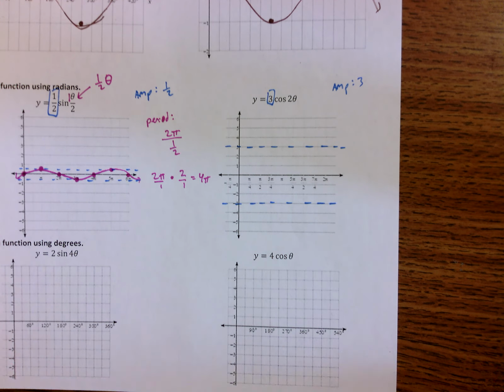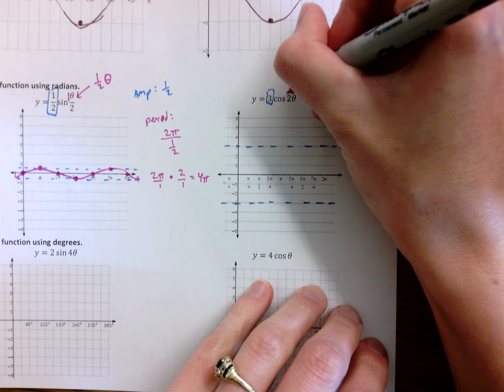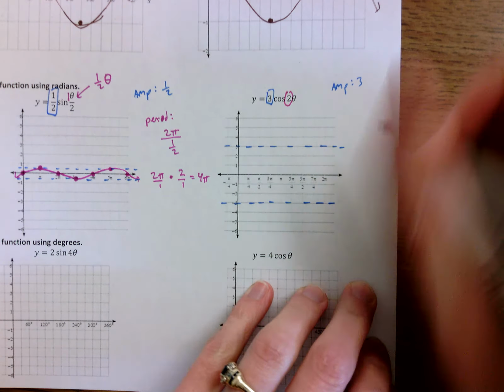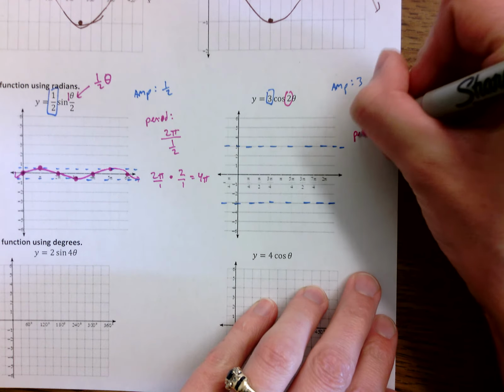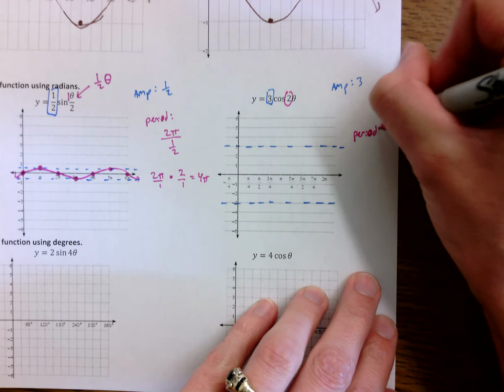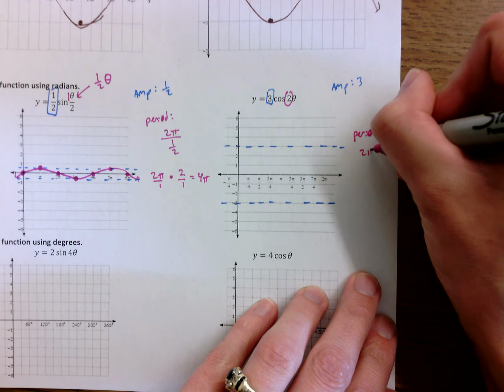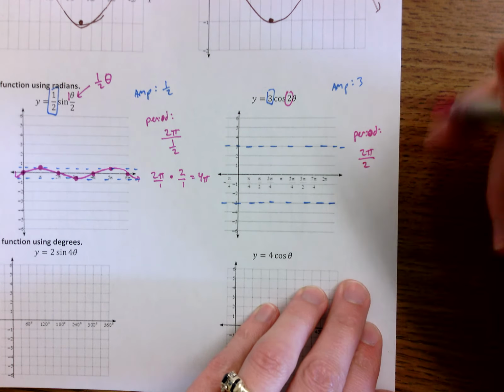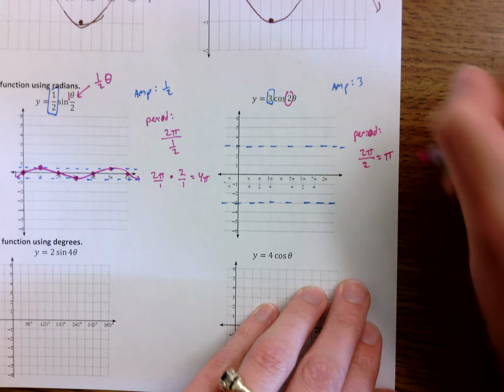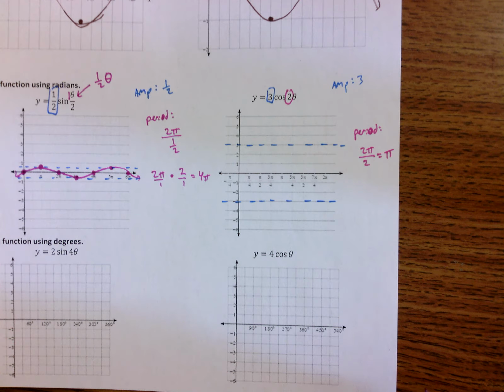All right, so we got our amplitude. Now we need our period. So our period is going to involve this guy right here. I'm in radians, so I know I'm going to need 2 pi. So it's going to be 2 pi divided by this guy right here, which is 2. And 2 pi divided by 2 is just 1 pi.